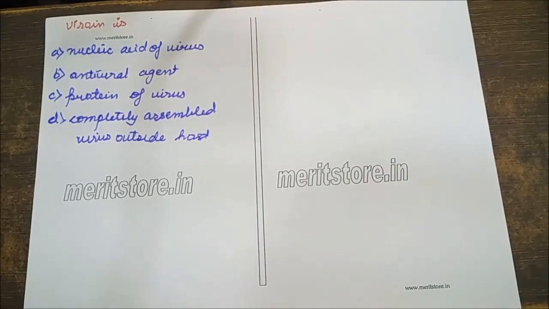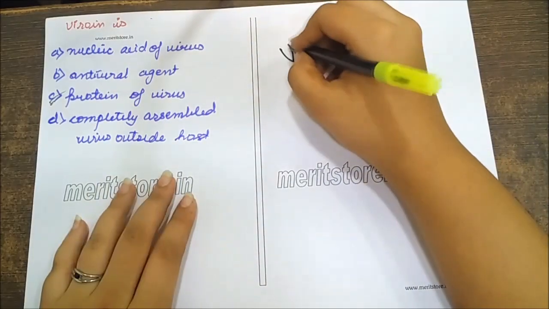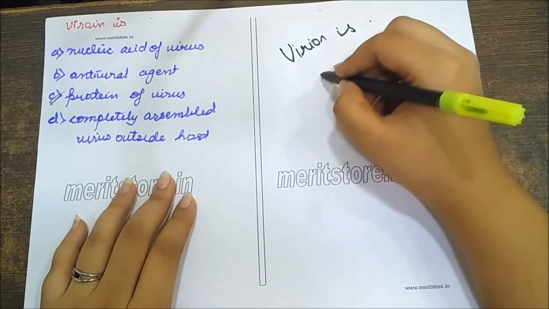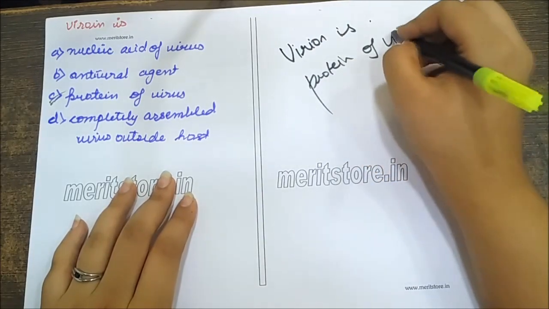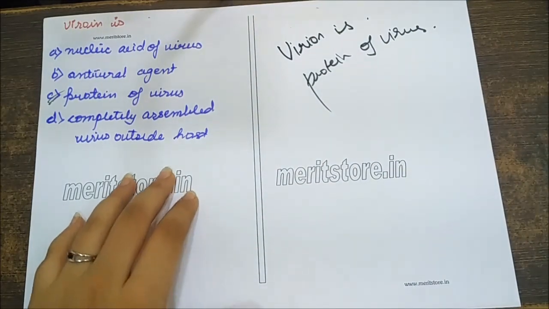Let's move to the next question. Virion is: nucleic acid of virus, antiviral agent, protein of virus, or completely assembled virus outside host. And the answer for this is completely assembled virus outside host.